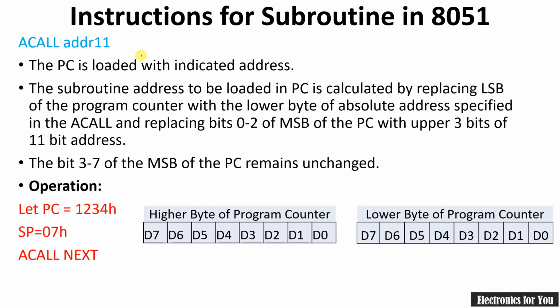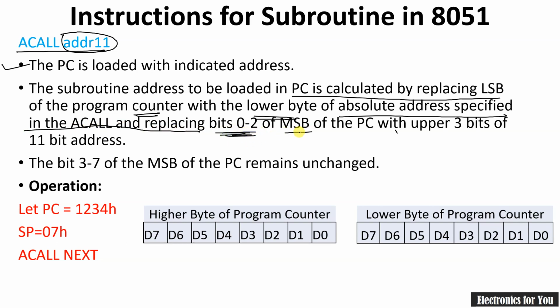Now the next instruction is the ACALL instruction. Note here that the address used in the ACALL instruction is an 11-bit address. The PC is loaded with the indicated address, and the subroutine address to be loaded in PC is calculated by replacing the LSB of the program counter with the lower byte of the absolute address specified in the ACALL and replacing bits 0 to 2 of the MSB of PC with the upper 3 bits of the 11-bit address.